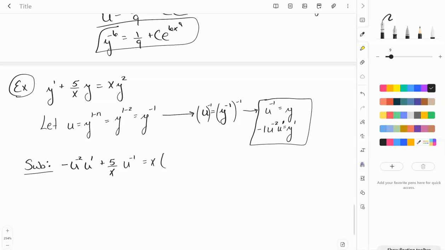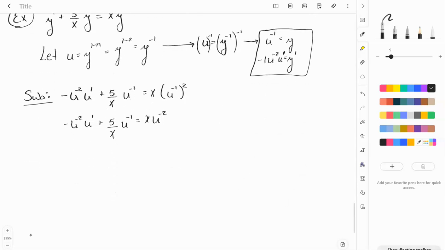That equals x times y squared. Y is u to the negative 1. I'm going to clean it up. When you have a power to a power, you multiply those together. So to make this in proper form for first order linear, we're going to divide everything by that coefficient, negative u to the negative 2. So that's going to give me a u prime here. I'm going to have a negative 5 over x.